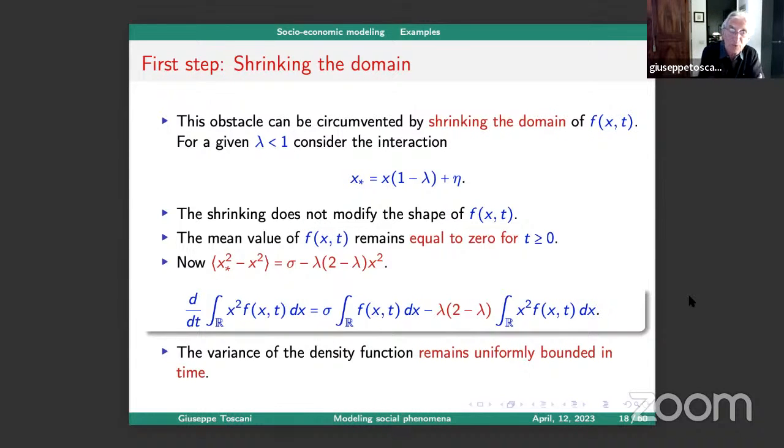But when I evaluate the variance, it now depends on the value of x. If I substitute this relationship inside and evaluate the derivative with respect to time of the second moment, I get what I had before, sigma times the integral of f, minus a quantity related to lambda times the same second moment. If you solve this differential equation, which is clearly a first order differential equation in the second moment, you realize that the second moment remains uniformly bounded in time.